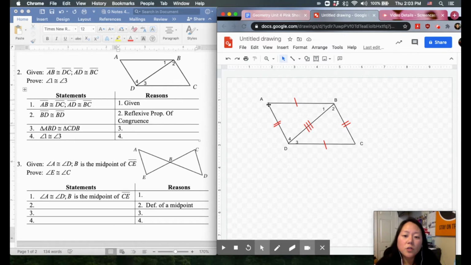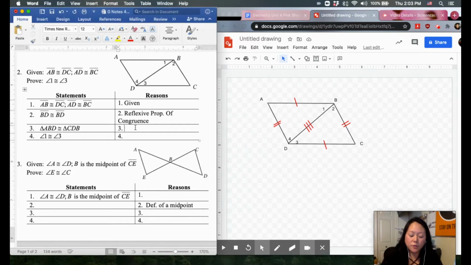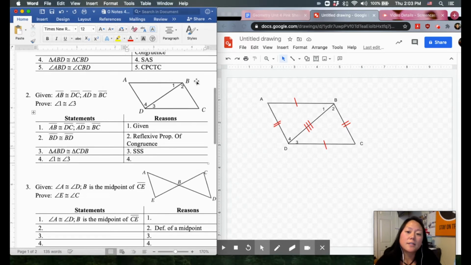So if you look at triangle ABD and triangle CDB, the first side, AB, is congruent to the first side here, CD. And then if we move to the shared side, BD with DB, and then finally DA, BC. So we can say that those triangles are congruent because all of their sides are congruent. So that would be SSS, side, side, side.